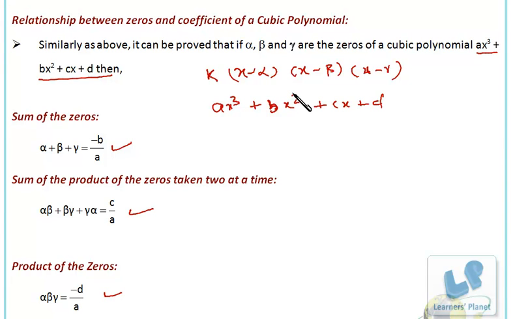So the sum of the roots is minus b by a, where b is the coefficient of x square and a is the coefficient of x cube. So the sum of the zeros is the coefficient of x square by the coefficient of x cube, in negative. Similarly, c by a is the sum of the products of the zeros taken two at a time, where c is the coefficient of x. And alpha beta gamma, the product of the zeros, is the constant term by the coefficient of x cube, in negative.